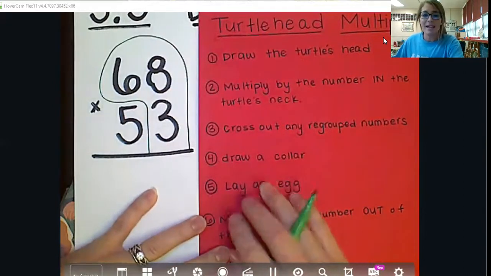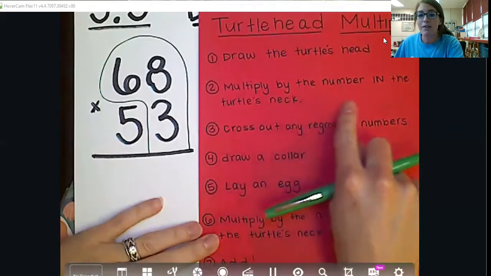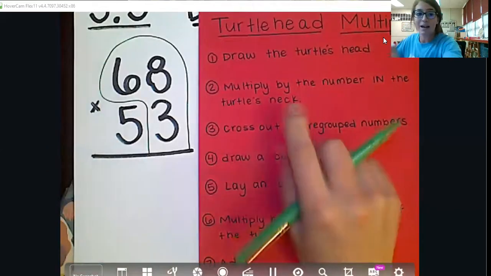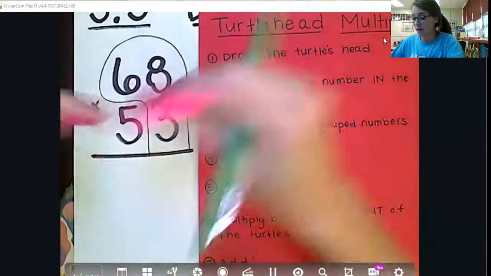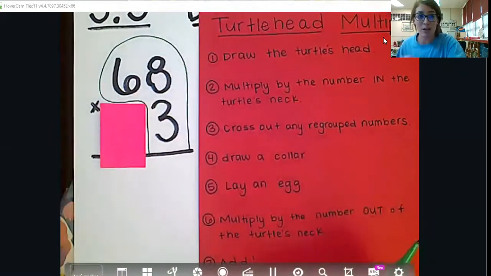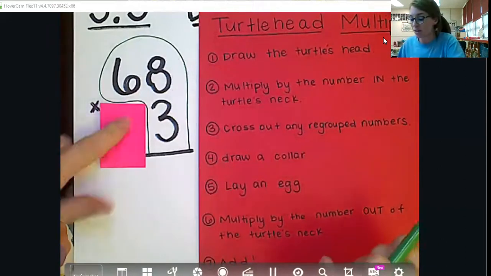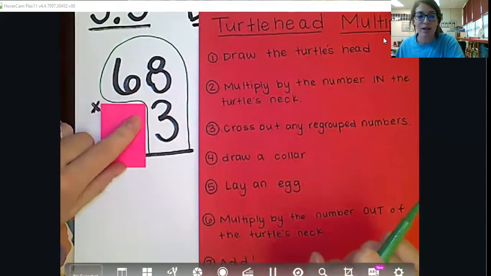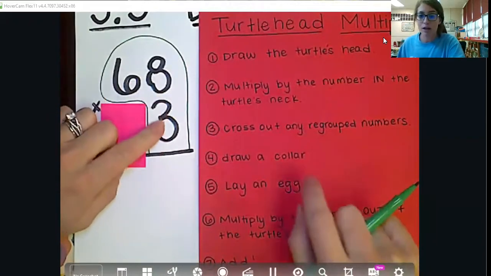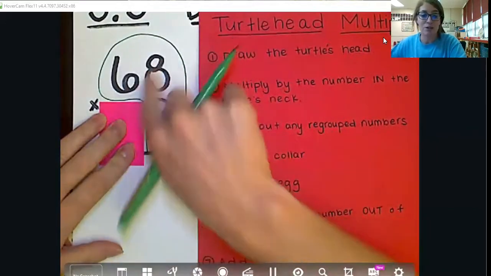Alrighty, and then the next thing we do, we're going to multiply by the number in the turtle's neck. Now, this should look familiar because we know how to multiply like that, correct? If I put that sticky note right over top of that, do we know how to do this? Of course we do, because we're super smart and we learned this in chapter 2. This is our 2-digit by 1-digit multiplication. So we're going to do step 2 and multiply by the number inside the turtle's neck first.